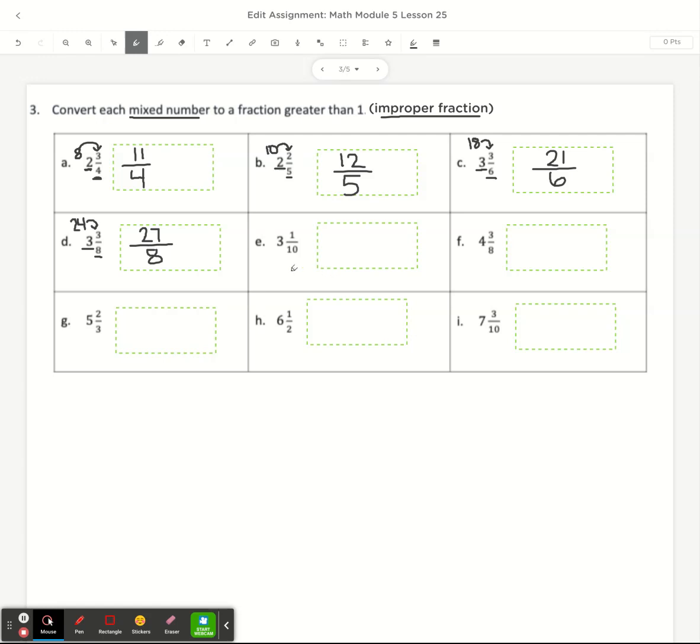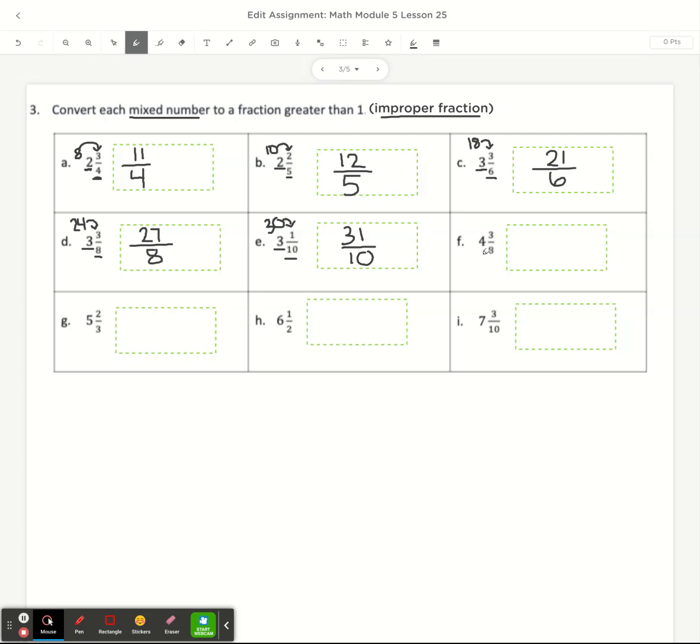Let's move on to part E. We have 3 and 1/10. Again, I'm just going to do my method of multiplying the whole number times the denominator, so 3 times 10. I know that 3 times 10 is equal to 30, and I just add 30 to my numerator. So 30 plus 1 is equal to 31/10, because again, I'm not changing my denominator. I am just keeping it exactly the same.